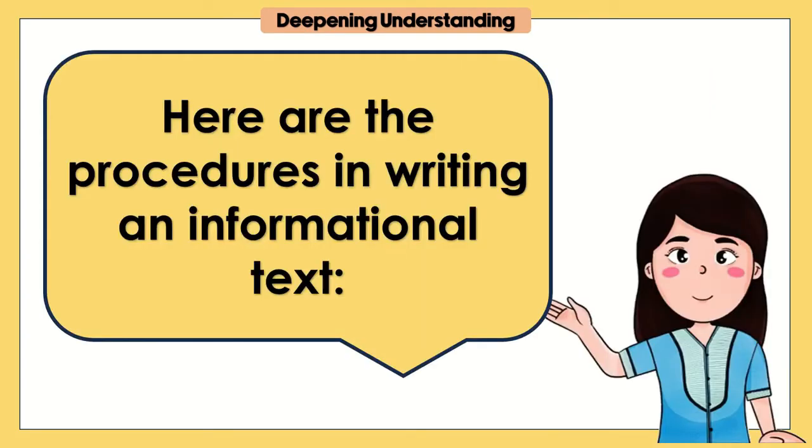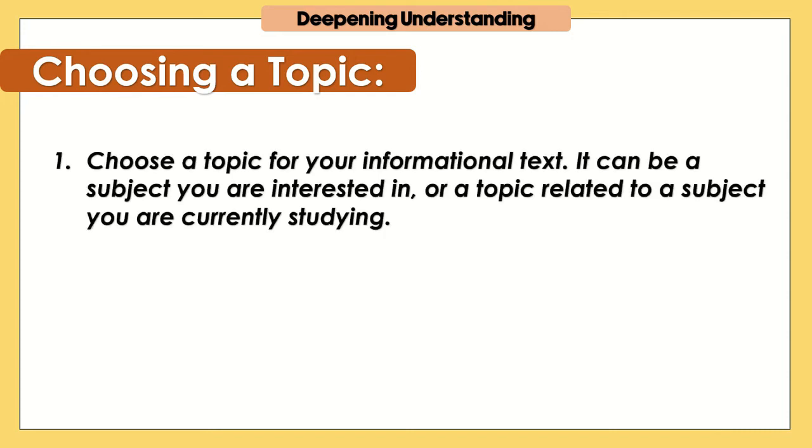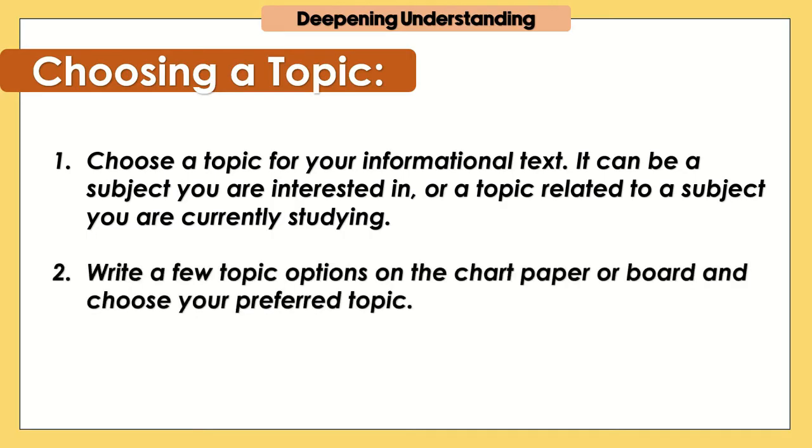Here are the procedures in writing an informational text. First is choosing a topic. Choose a topic for your informational text. It can be a subject you are interested in, or a topic related to a subject you are currently studying. Write a few topic options on the chart paper or board and choose your preferred topic.